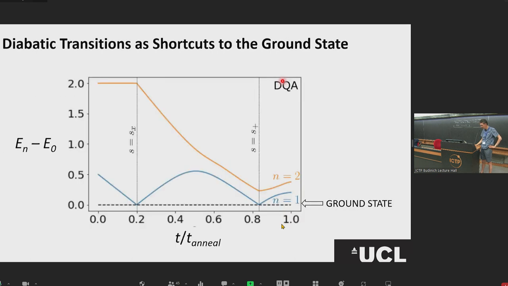So here's the basic idea. Here's a typical problem that we might look at. I'm showing the ground state as the dashed line, first excited state blue and second excited state orange. And we have two small gaps, at least invisible at this scale, in between the ground state and the first excited state. So the idea is that by annealing fast, you have these two Landau-Zener transitions, which you start in the ground state and end in the ground state.